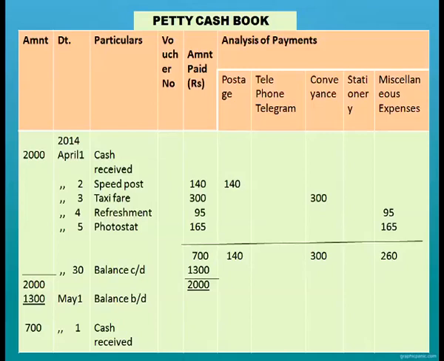You have to total all the analysis of payments columns also, and then total both sides. 2000 is the biggest total and you have spent 700 rupees. Then the remaining will be the balance carried down 1300. That amount will be brought down in the beginning of next month, May 1st, balance brought down 1300. So from the main cashier, this month also the petty cashier should receive 700 rupees.